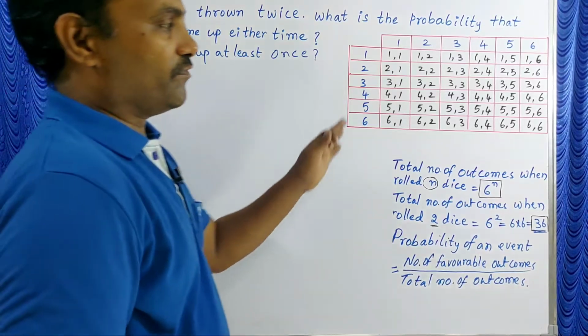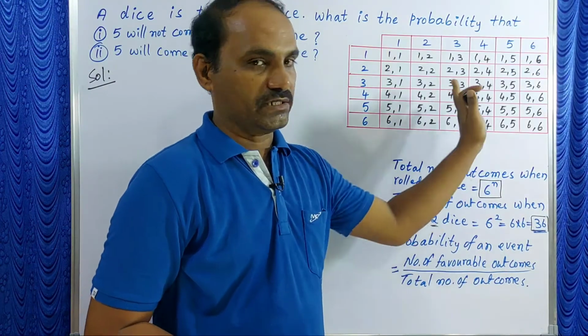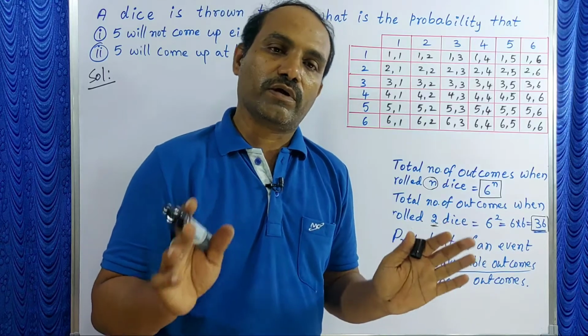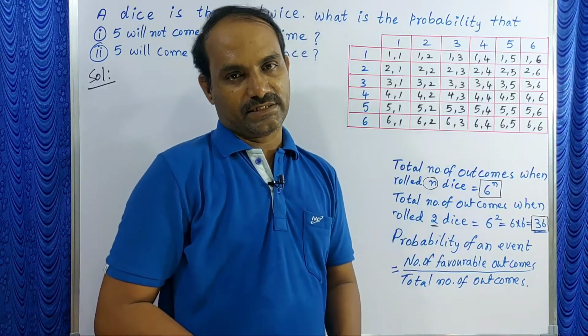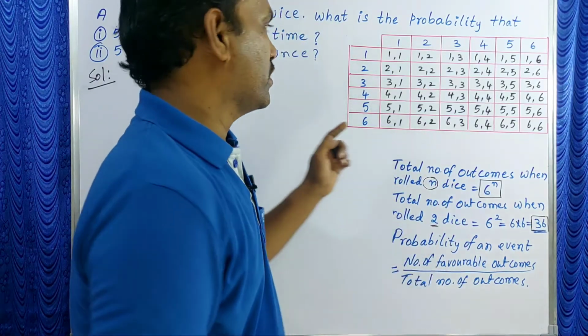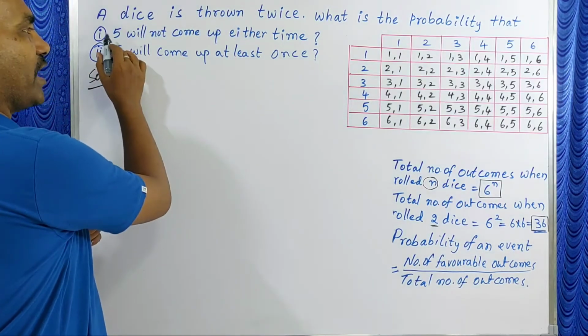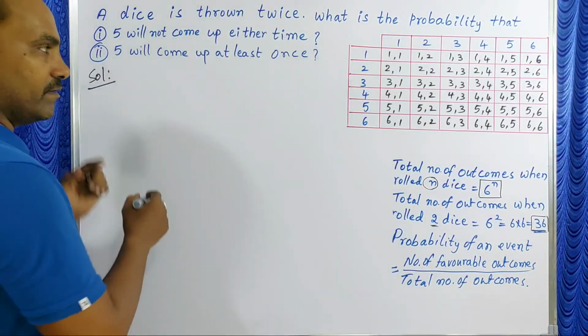You should write this one and this one. Then only you are going to answer this question. Now, what is he asked here? 5 will not come up either time.